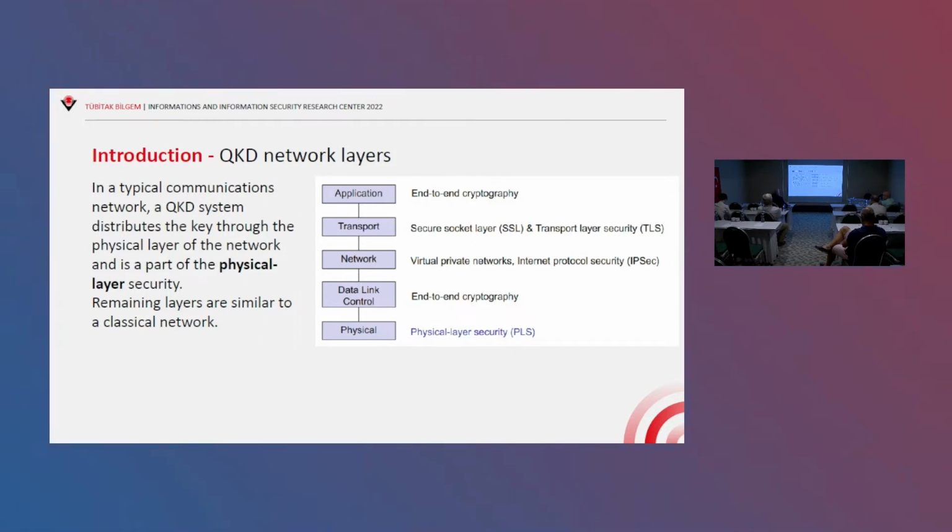Just like conventional communications networks, these quantum-based key distribution networks also have layers very similar to the OSI layer classification or TCP/IP layer classification. We have a physical layer, data link control layer, network transport, and application layers. And the actual quantum key distribution algorithm is implemented typically in the physical layer. So that was the reason why we call this physical layer security. Physical layer is the actual medium where the information is transmitted.